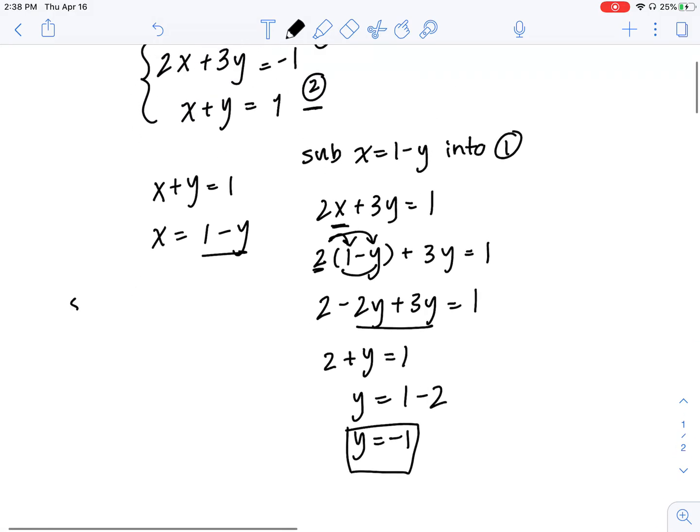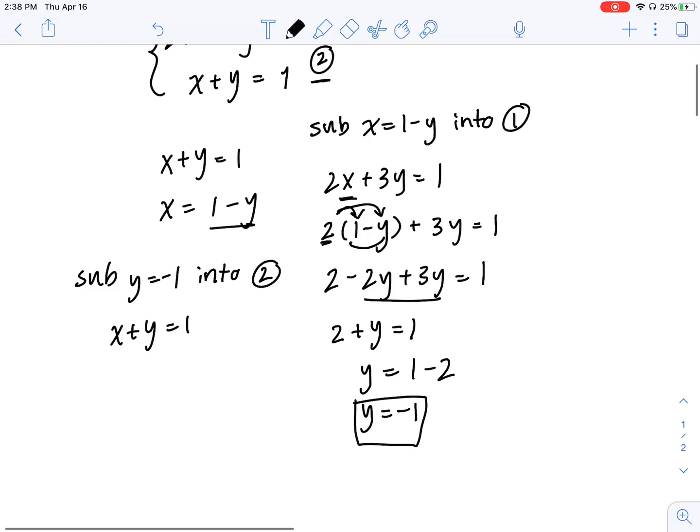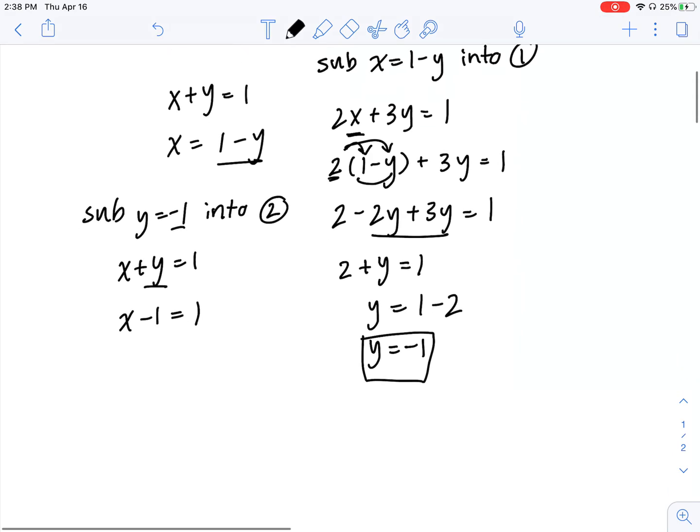So sub y equals minus 3 into 2. x plus y equals 1, and instead of y, I'm going to write minus 3. x minus 3 equals 1, so x equals 1 plus 3, therefore x equals 4.